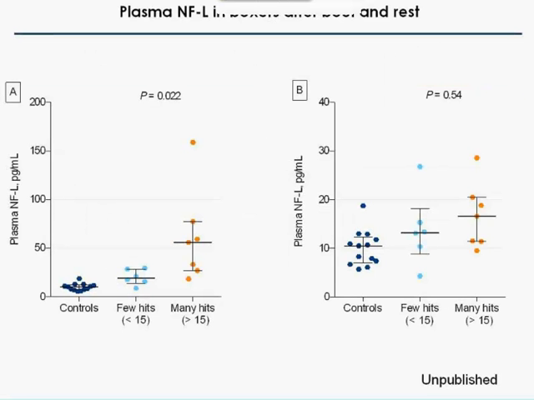And here we have results from the amateur boxers. This is the same boxing cohort that I showed data on in the beginning of this presentation, CSF data. And here you see that the CSF data are replicated very well in plasma neurofilament light. So those who took many hits to the head have clearly increased concentrations in the A panel here as compared to those with few hits to the head. And both groups are increased as compared to age and gender-matched controls.